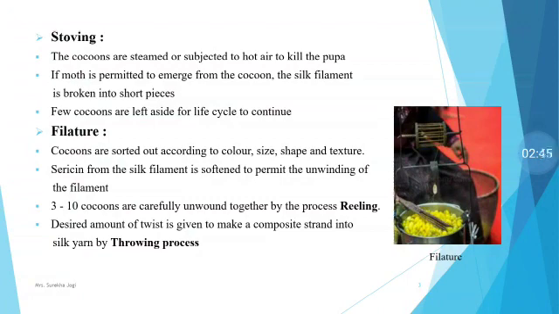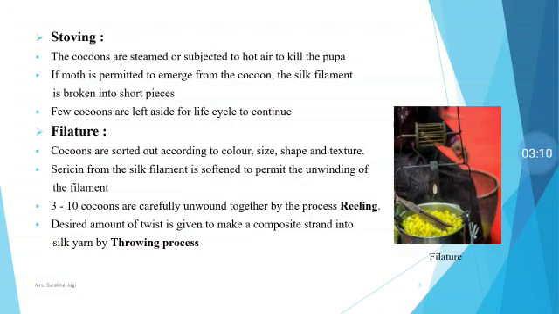Then 3 to 10 cocoons are carefully unwound together. Why are 3 to 10 cocoons taken? Because a single filament of silk is too fine, so 3 to 10 cocoons are carefully unwound together to form a composite strand of silk, and this process is called the reeling process.